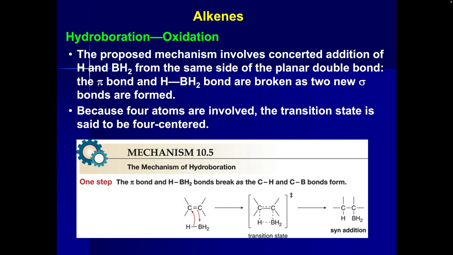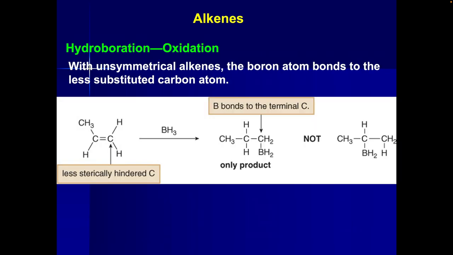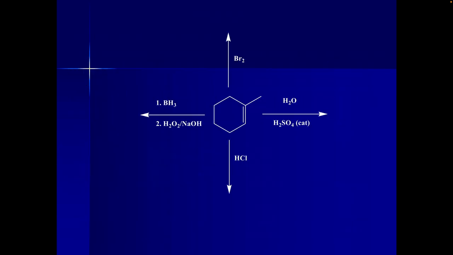Anti-Markovnikov alcohols. That is, they put the OH on the least substituted carbon. Acid catalyzed hydration reactions give me Markovnikov or anti-Markovnikov? Markovnikov. And I have to worry about what? Carbocation rearrangements. Do I have to worry about carbocation rearrangements in the hydroboration oxidation? No, I do not. Okay? Very good. All right.